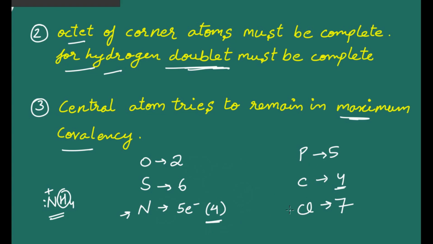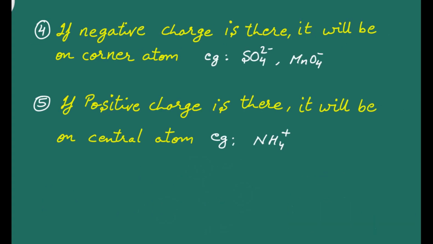Why? Because of the presence of empty d orbital. Because of the presence of empty d orbital, chlorine can make 7 bonds. So covalency is 7. Right? Maximum covalency, I repeat, according to the need. Right? So these are the second and third rule. Now let's move to the next one.